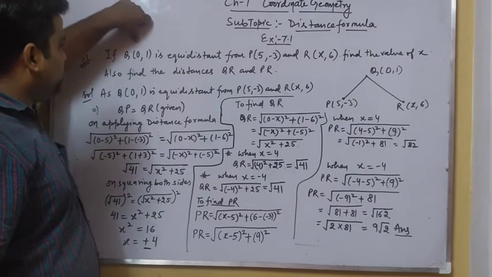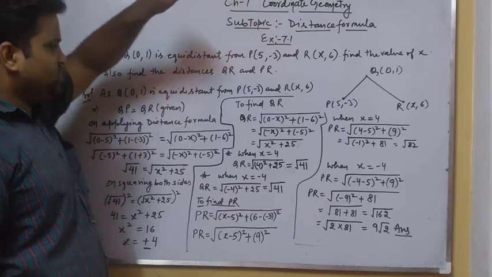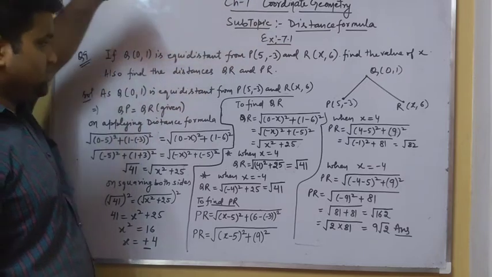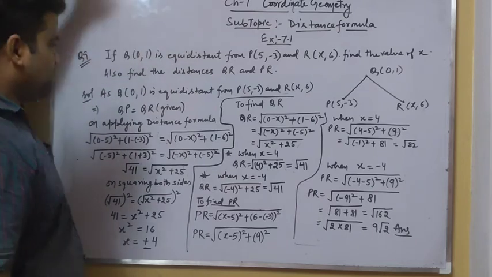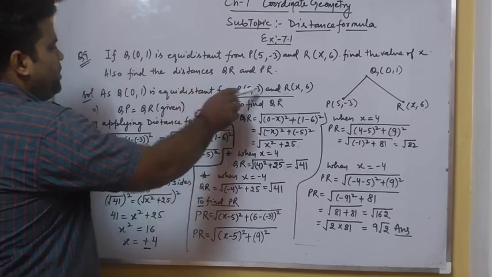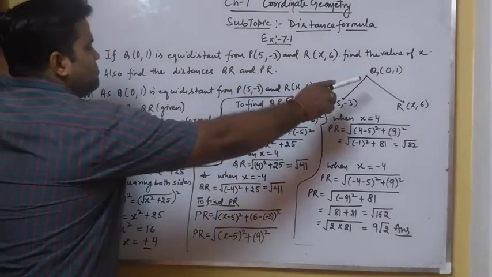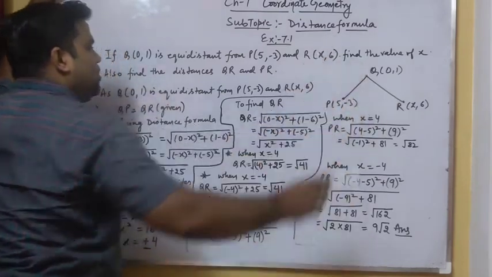If Q, whose coordinates are (0, 1), is equidistant from point P, whose coordinates are (5, -3), and R, whose coordinates are (x, 6), we have to find the value of x and the distances QR and PR. Now let us come to the solution. As Q is equidistant from points P and R, in the diagram the distance of Q from P and from R is equal.